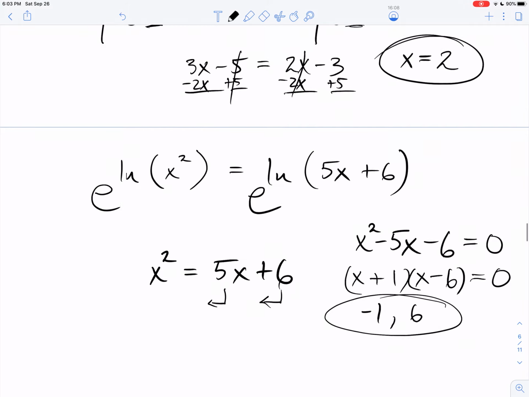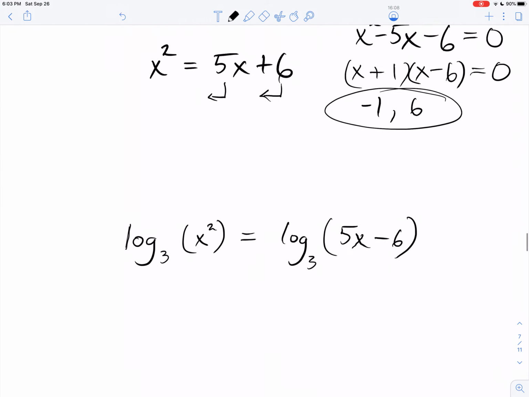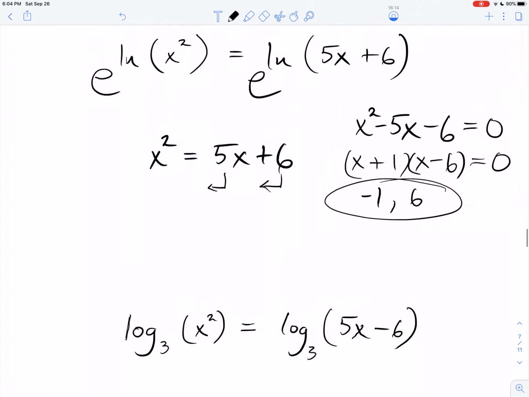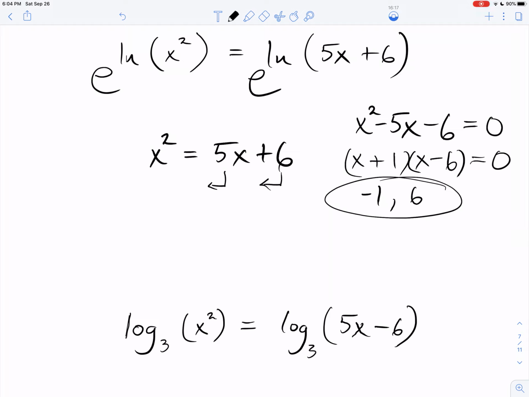Let's continue. What? This looks like the same question. It does. Look, here, I wanted to make these two look real similar to each other. But I did one subtle difference. I made this base 3, not base E, and I changed the 5x plus 6 to a 5x minus 6.